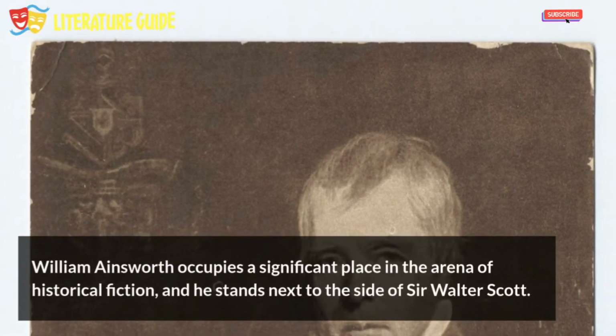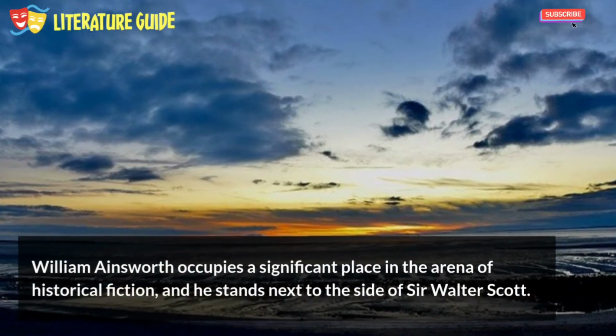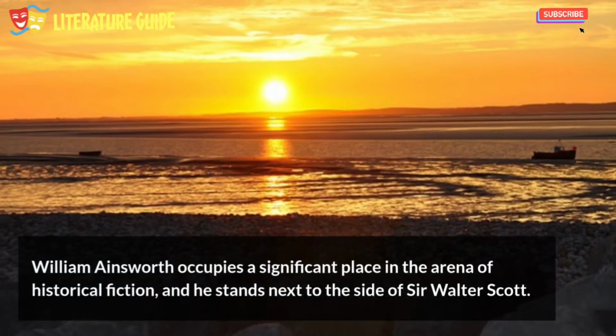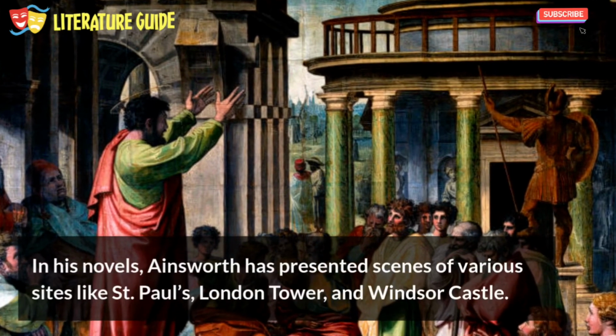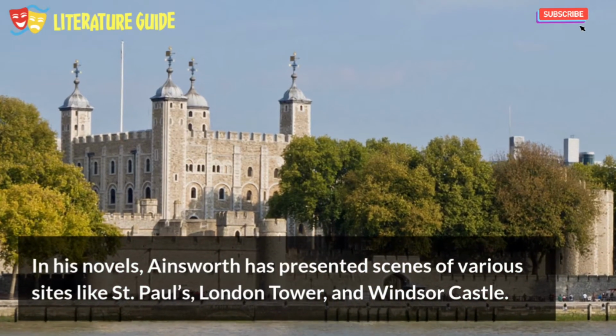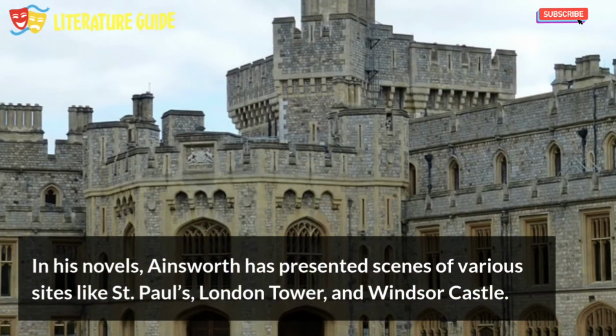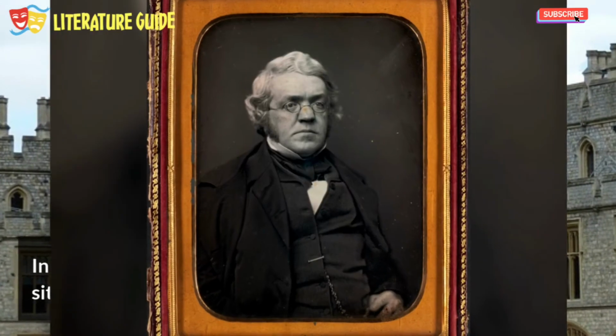William Ainsworth occupies a significant place in the arena of historical fiction, and he stands next to the side of Sir Walter Scott. In his novels, Ainsworth has presented scenes of various sites like St. Paul's, London Tower, and Windsor Castle.